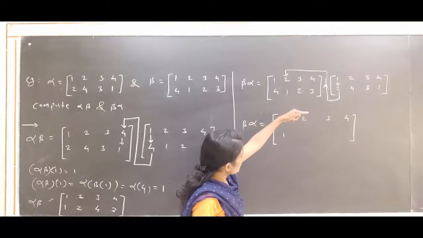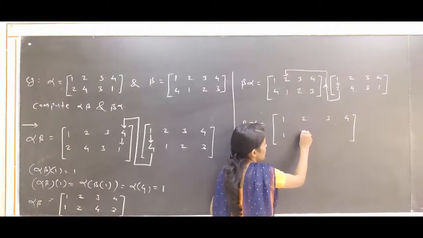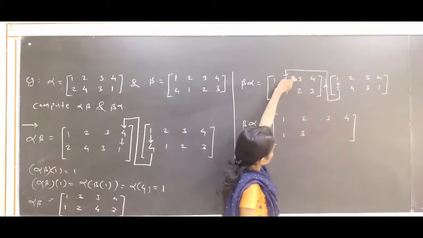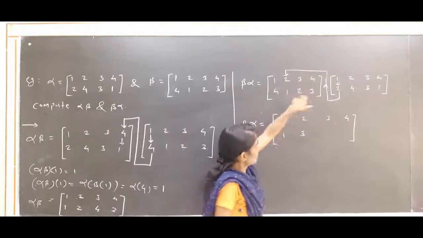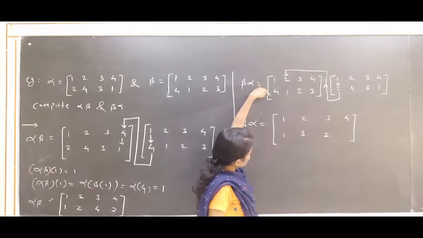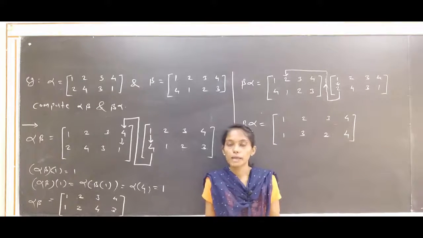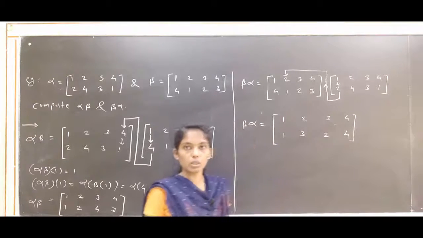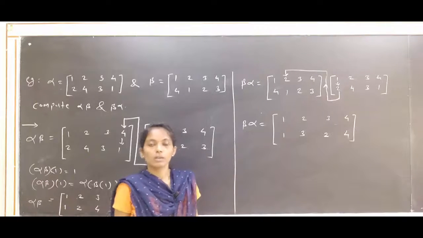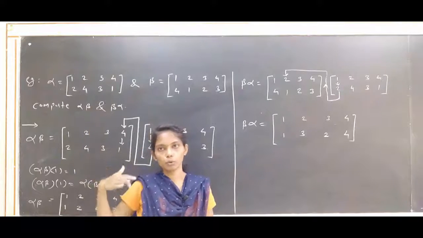Then 2 maps to 4 and 4 maps to 3. So that means 2 maps to 3. Now 3 maps to 3 and 3 maps to 2. So 3 maps to 2 here. And 4 maps to 1, 1 maps to 4. So again 4 maps to 4. So all of you get it, how to find composition of permutation. So here we get beta alpha. Okay. From right to left and then top to bottom.